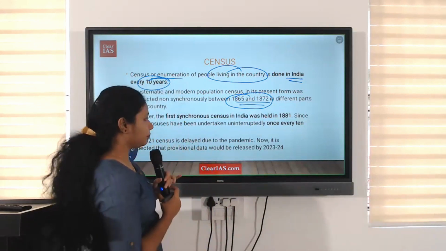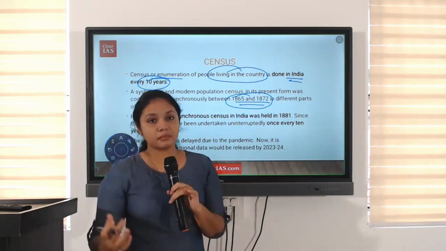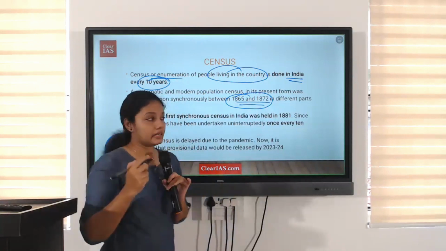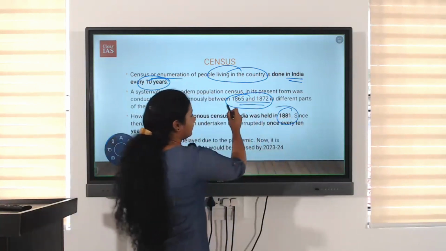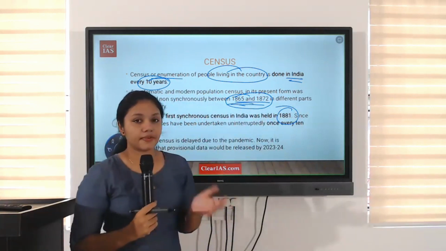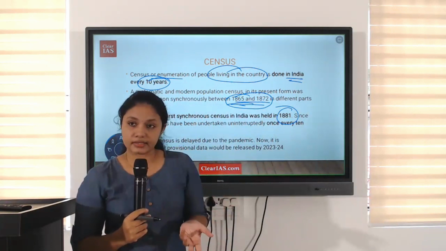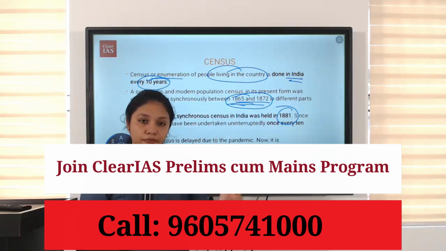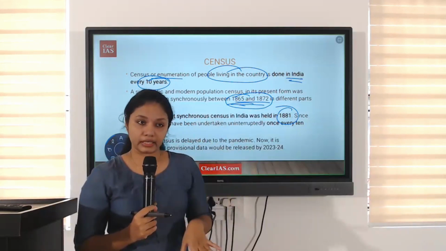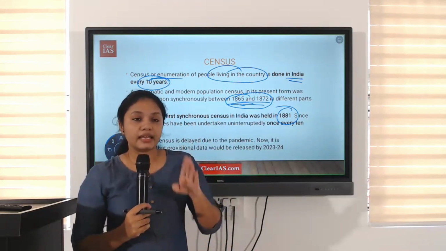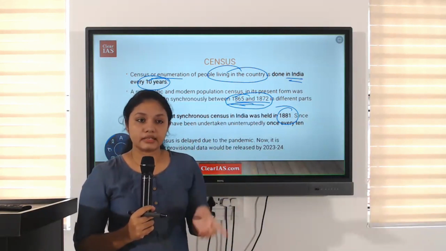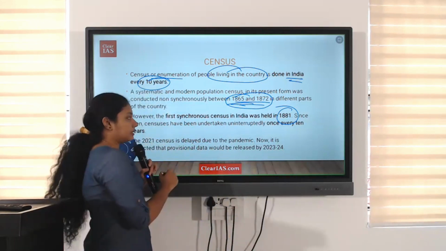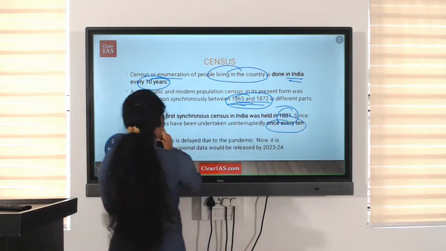Okay. Now, when we talk about the synchronized survey or the synchronized census, the first synchronized census occurred in 1881. During the 1865-71 times, there was a census, we can trace the exercise of census, but it was not in a uniform manner. That means it was not conducted all over India. But during 1881, a uniform census was conducted all over India. Clear? Since then, census have been undertaken uninterruptedly once in every 10 years.